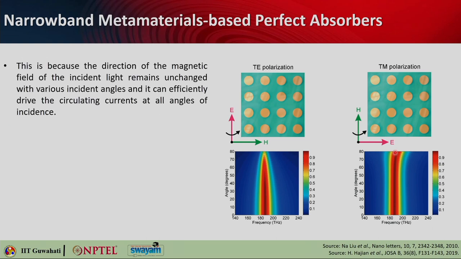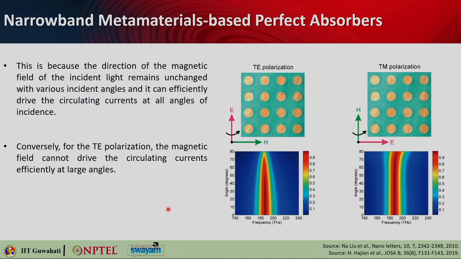That is really working well, and this is because the direction of the magnetic field of the incident light remains unchanged with various incident angles, and it can effectively drive the circulating currents at all angles of incidence. That is why for TM polarization you hardly see any difference. However, in the contour plot on the left, the magnetic field cannot drive the circulating currents efficiently at very large angles. Anywhere above 50 degrees or so, you see the absorption has dropped significantly, okay. At 80 degrees, you end up with about 50% absorption. That is a big drop from the perfect absorber.